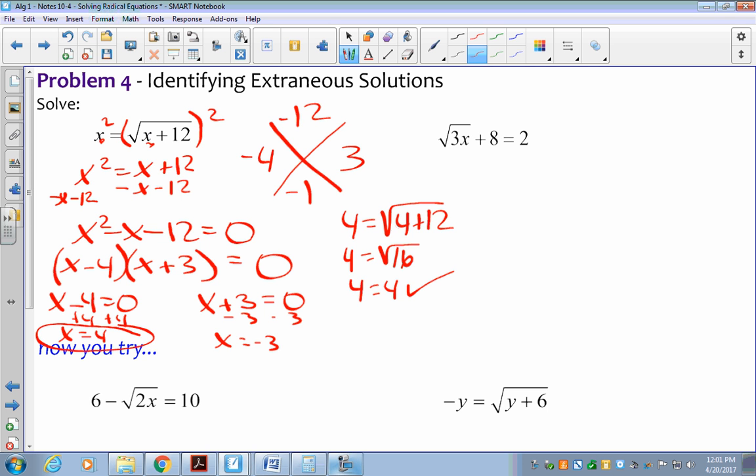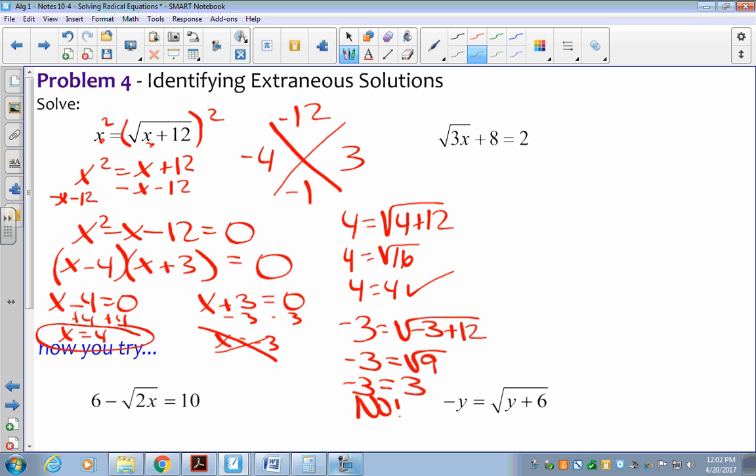Okay. So, would it be called extraneous solutions if this was not an extraneous solution? So we plug in -3. Instead of x, we have -3. Is -3 equal to the square root of 9? Is -3 equal to 3? No way, Jose. So this is not a solution. Just x equals 4. Cross it off our list.